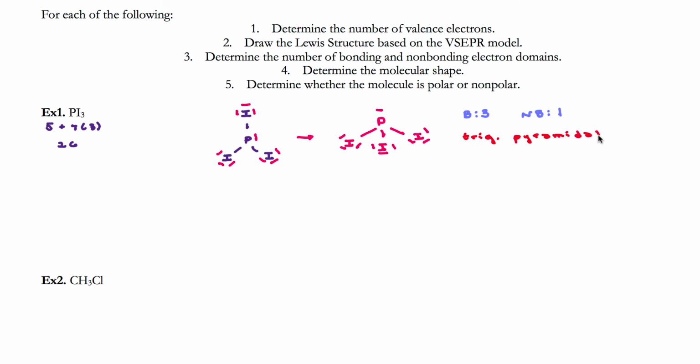And then finally, I'm asked, is this molecule going to be polar or nonpolar? Well, if I imagine I've got phosphorus here, and the iodines are pulling down, pulling down, pulling down. Nothing is counteracting that, pulling upwards, so that molecule would move, meaning the dipoles do not cancel. Therefore, this molecule would be polar. Okay, so there's one. Let's look at the next one.